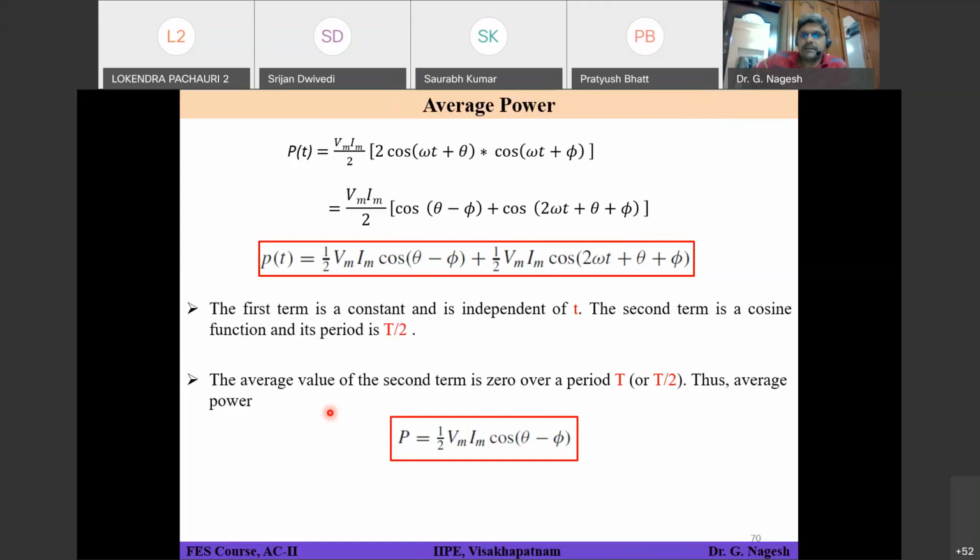However, instantaneous power has two terms. One is a function of time, another one is constant. So instantaneous power is varying with respect to time, but your average power remains constant. So this is one conclusion we can see from this study.